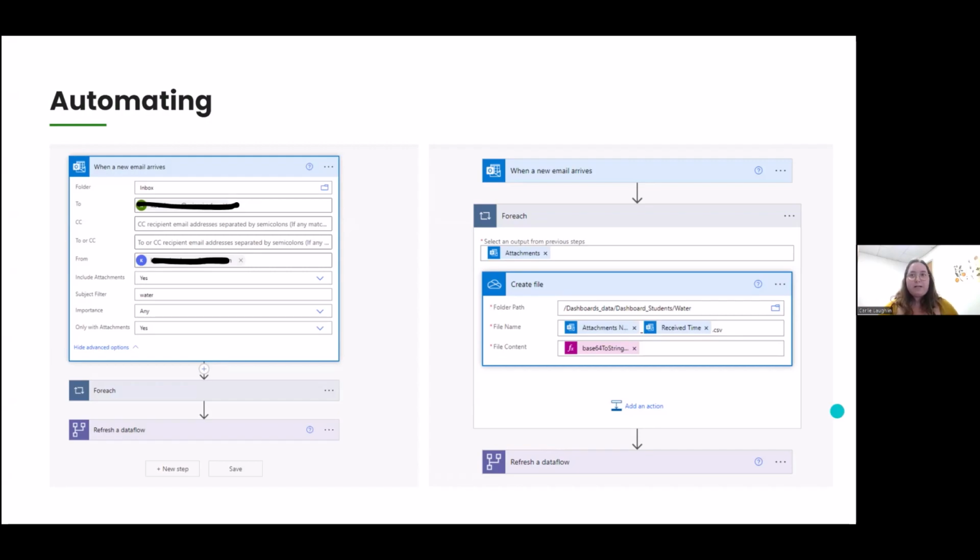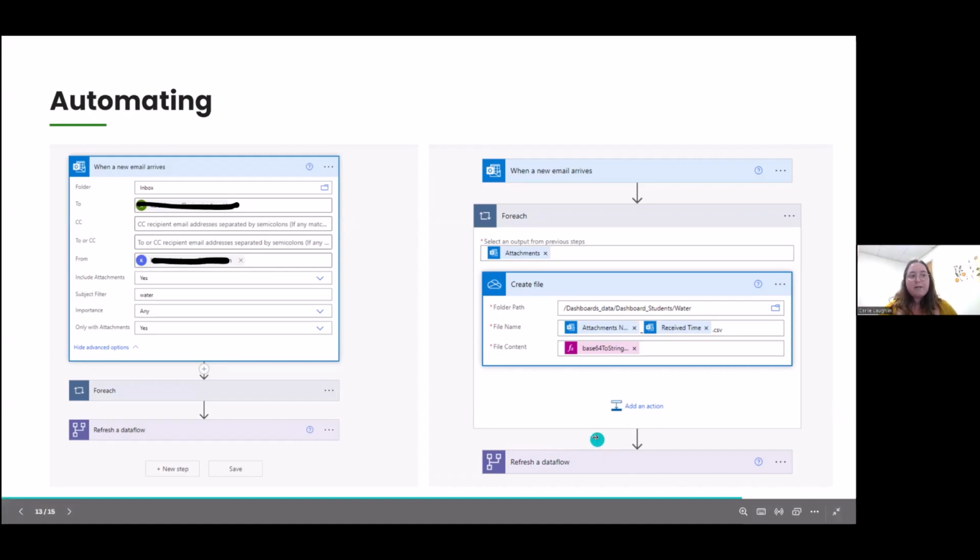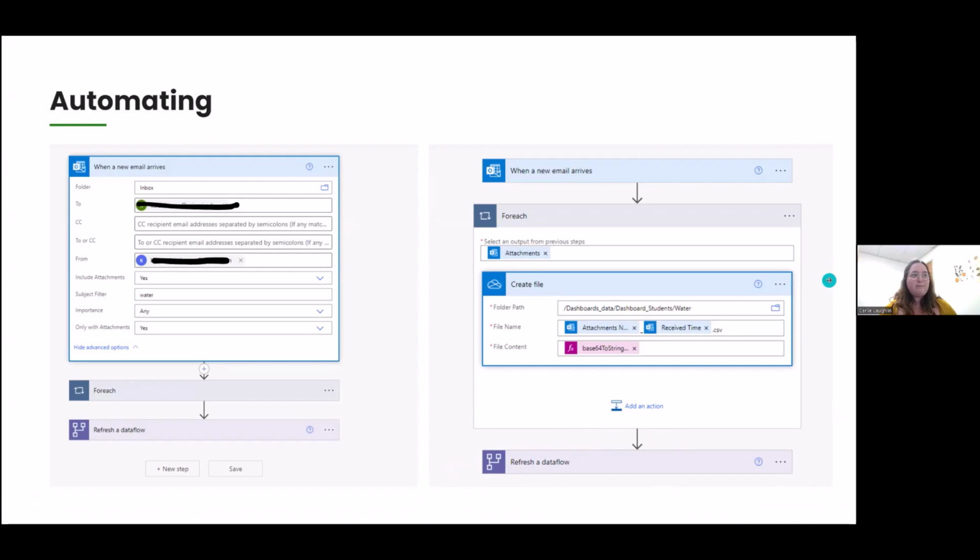Then to trigger this process, when a new file is added to the OneDrive, we have the refresh a data flow portion. So I don't have that in between part yet to show off to you, but that's my thought process for the way it is going to go.